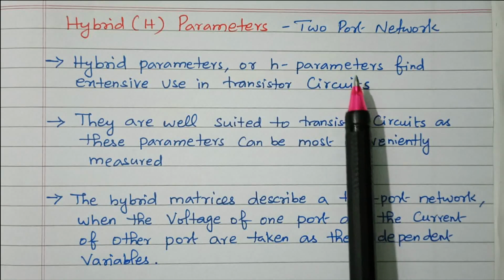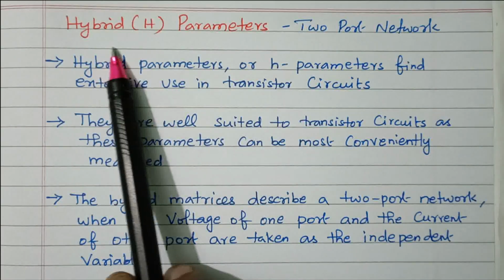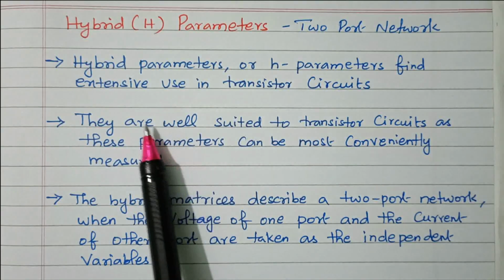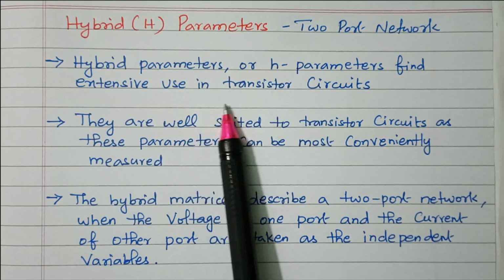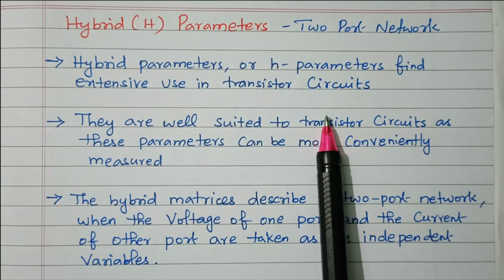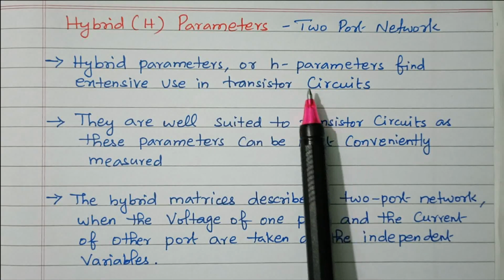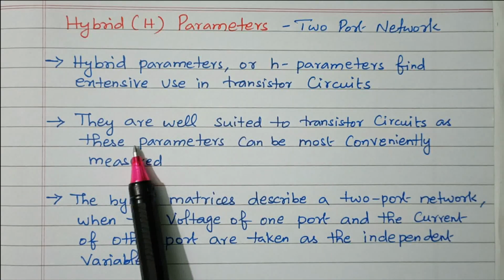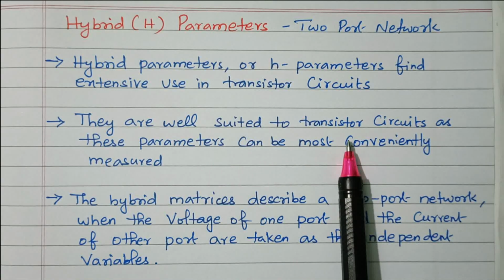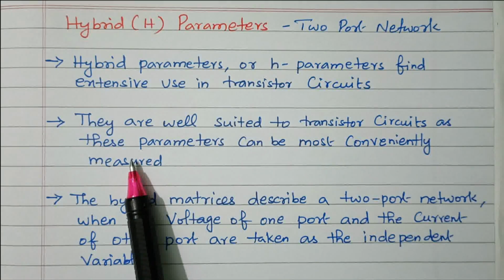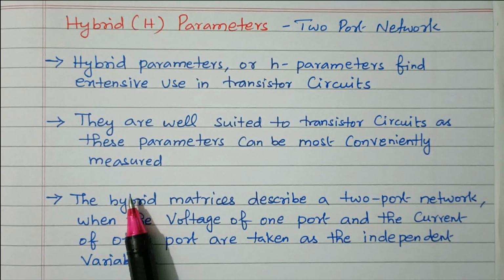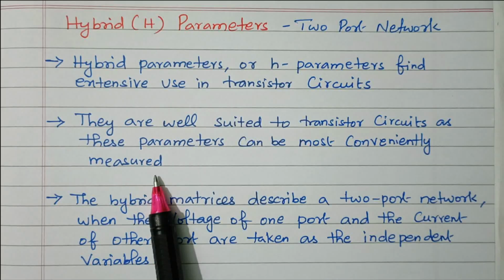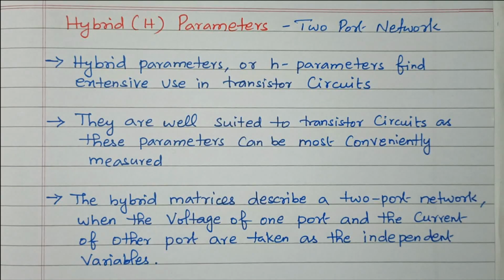Now we'll go to the topic, two-port network, in that hybrid parameters, H parameters. Hybrid parameters or H parameters find extensive use in transistor circuits. They are well suited to transistor circuits, as well as these parameters can be most conveniently measured. So this is mostly used in transistor circuits to measure these parameters. Now we'll see what is the hybrid parameter.